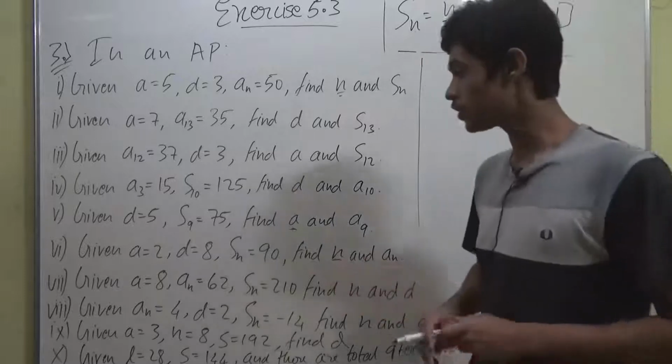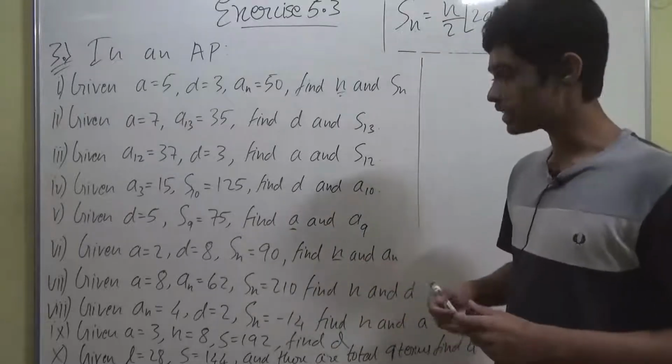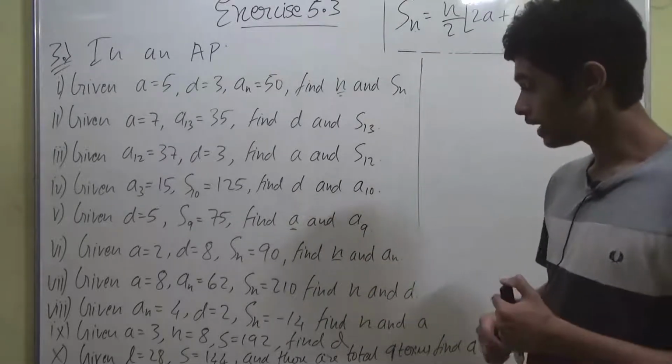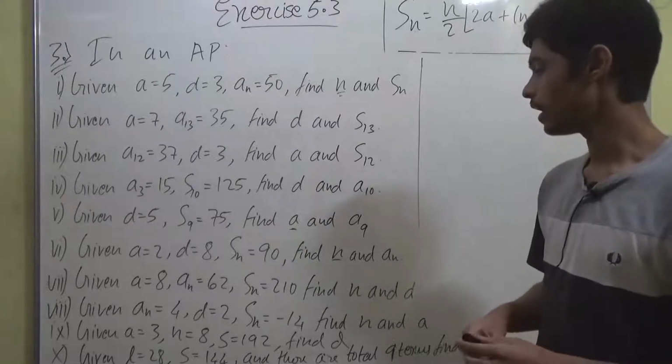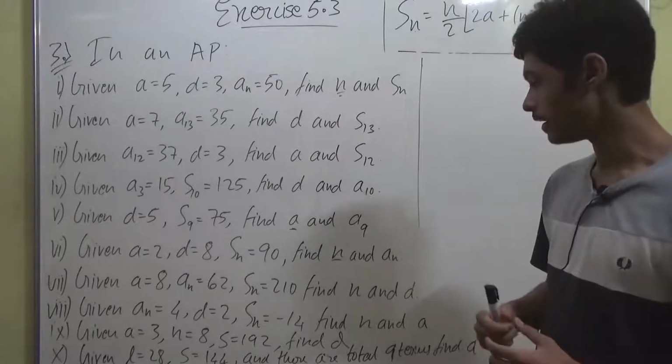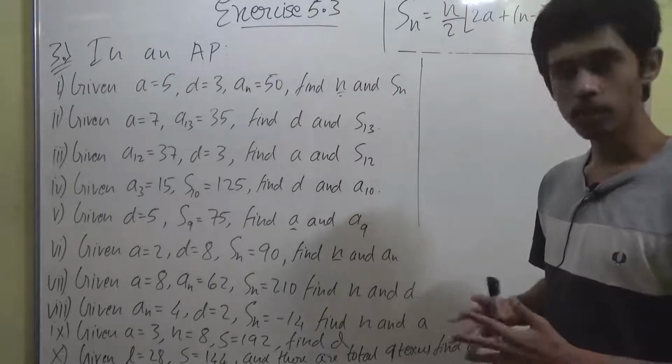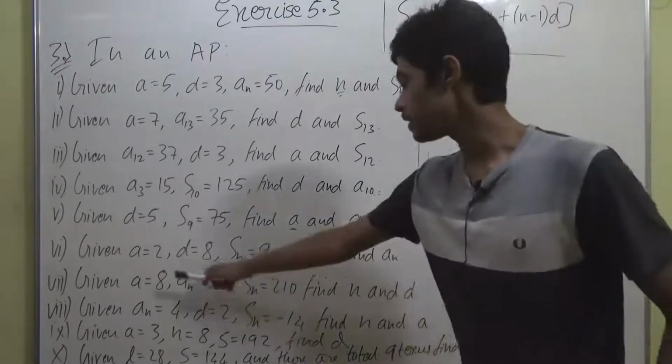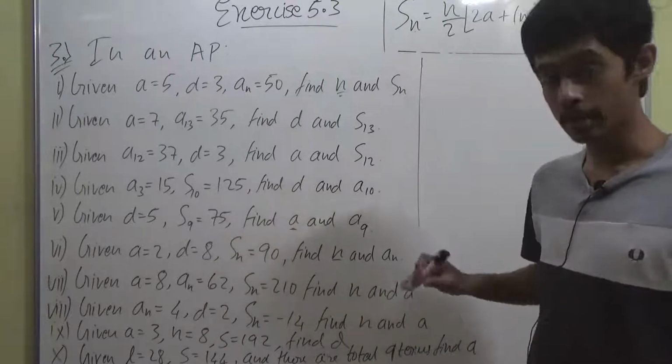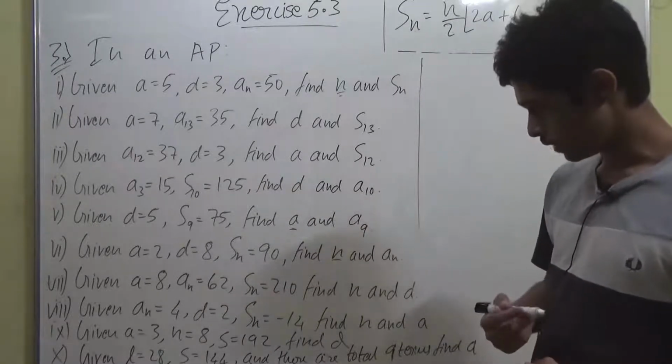Okay guys, now let's go to the question number 7, which says given a equal to 8, a of n equal to 62 and s of n equal to 210, find n and d. Okay guys, so in this question what we have to do is, they have given us a of n and s of n, we have to find n and d. Okay guys, let's see how we can do it.